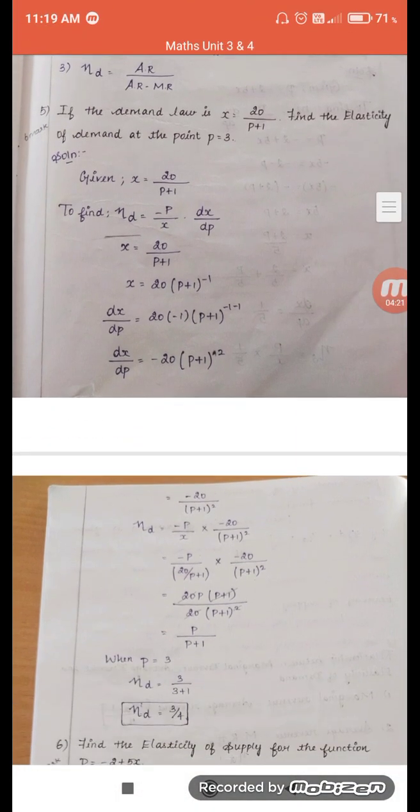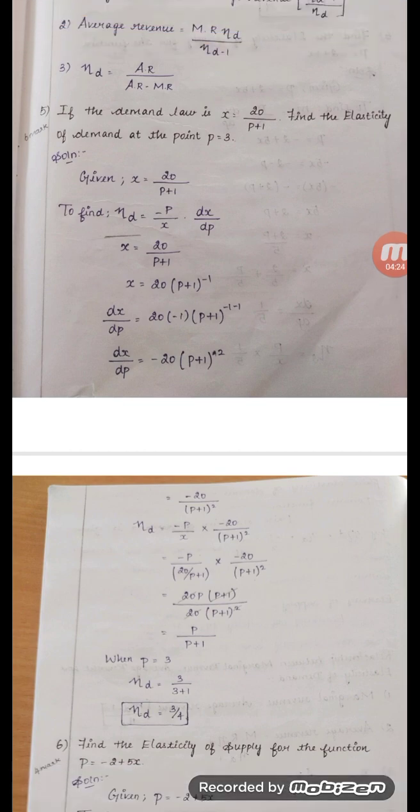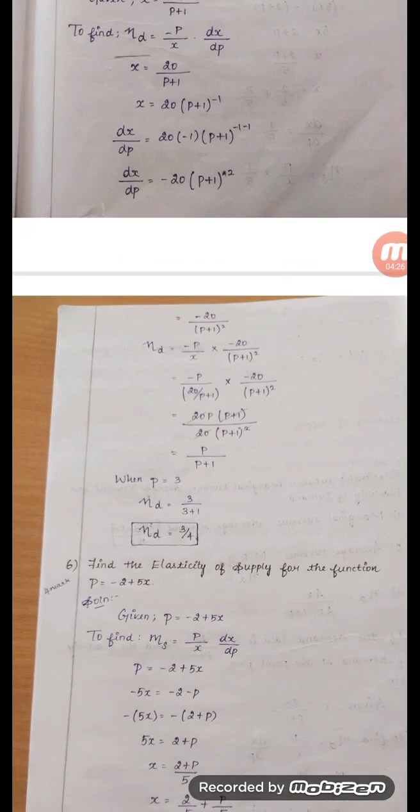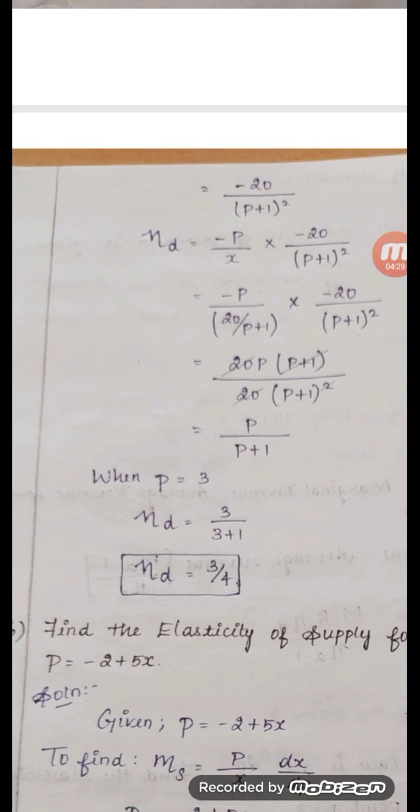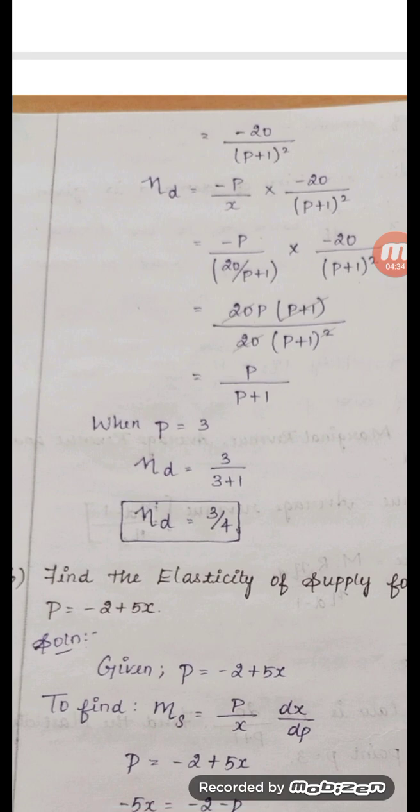They asked me to find the elasticity of demand when the price is 3 rupees. So I am going to substitute the p value as 3 in my formula. So p equal to 3, ηd becomes 3 divided by (3 plus 1). So 3 plus 1 value is 4. So my elasticity of demand value is 3 by 4. Similarly, we can calculate the elasticity of demand for any value of the price. If the price differs, then the elasticity of demand value also differs.